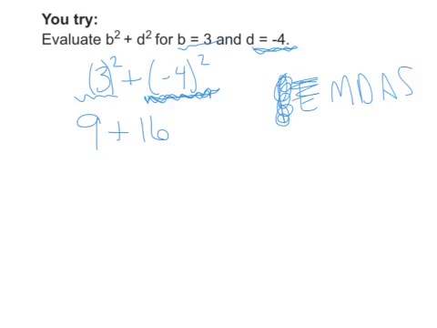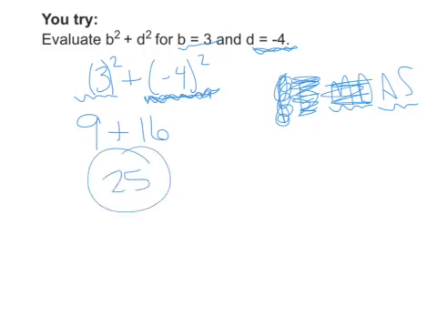Okay, so there's our exponents. Those are finished. Multiplication, division, left to right. We don't have either one of those. And then addition, subtraction, left to right. That's all we have left. So 9 plus 16 is 25.